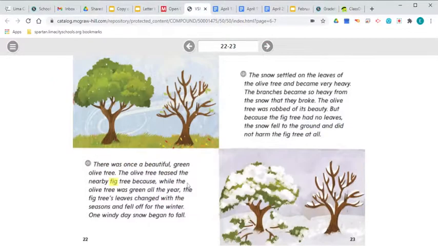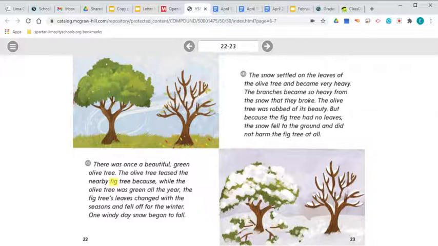Okay, again, notice the italic print of the story. There was once a beautiful green olive tree. The olive tree teased the nearby fig tree because while the olive tree was green all year, the fig tree's leaves changed with the seasons and fell off for the winter.